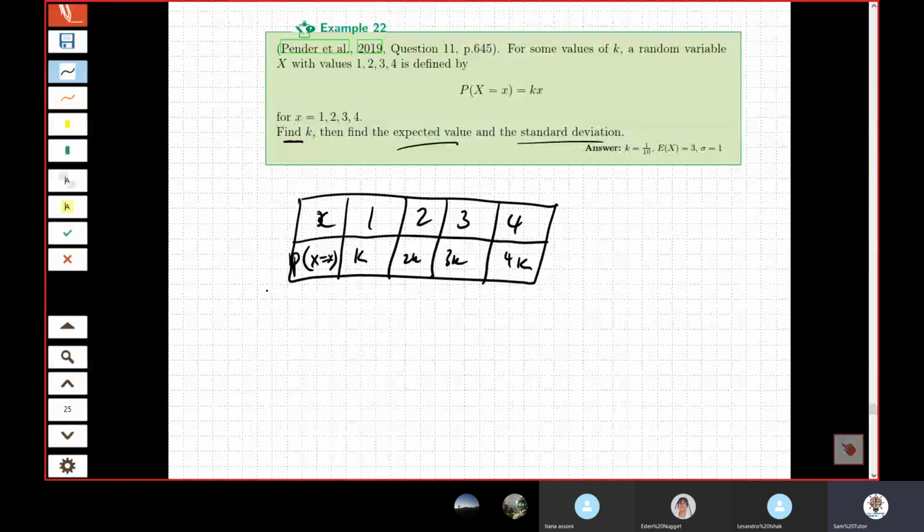How are we going? I'm up to standard deviation. Nice.